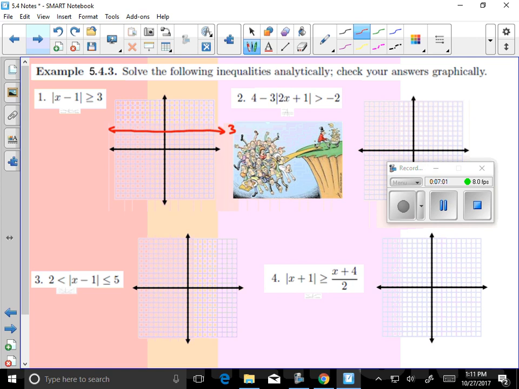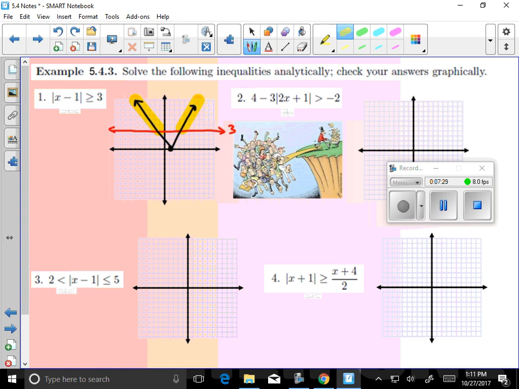I want to know where the absolute value of x minus 1 would be greater than or equal to that. Okay, now first I'm going to do it by sketching it, because it's really easy. There's absolute value of x minus 1. So I want to know where absolute value x minus 1 is greater than or equal to 3. Okay, so I'd be going like that and like that.